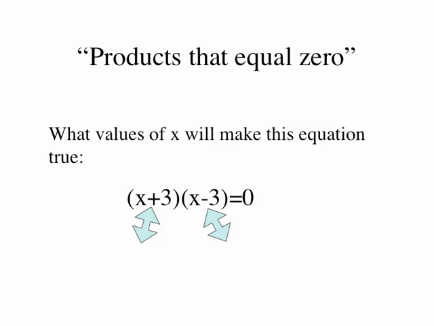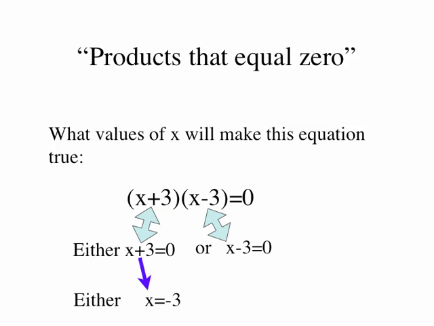So either x plus 3 has to be 0, in which case x would have to be negative 3, or x minus 3 would have to be 0. In that case, x would have to be 3. So those are my two solutions to the original equation. If I plug in a negative 3 for x, that makes the equation be equal to 0. And if I plug in a positive 3 for x, that makes the equation be equal to 0.